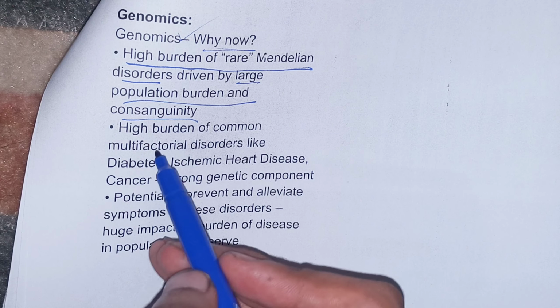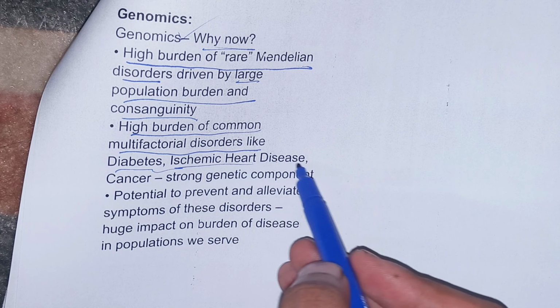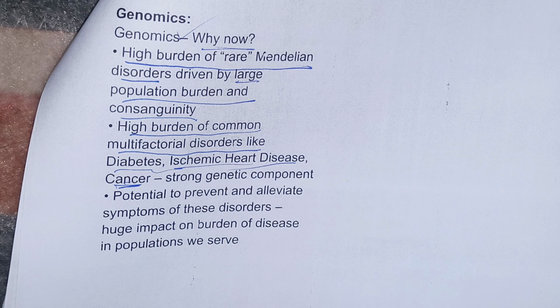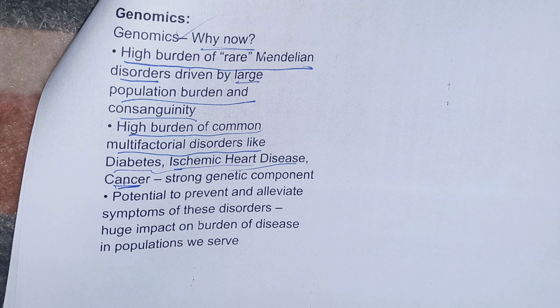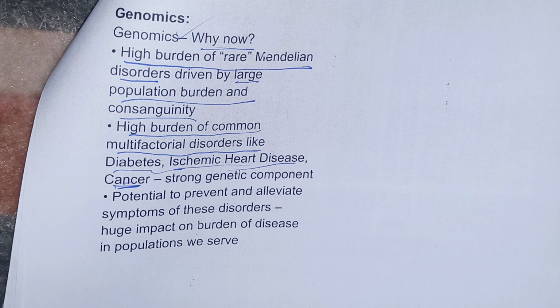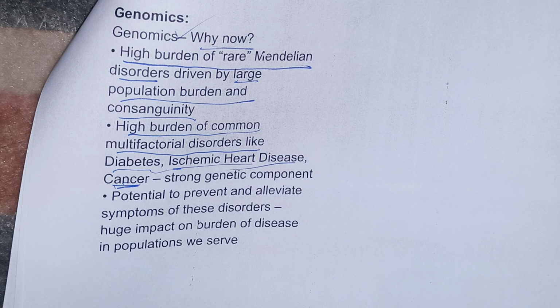Okay. Besides that, there is also the high burden of common multifactorial disorders like diabetes, ischemic heart disease, and many cancers. They all are multifactorial disorders and they are related to certain genes. So if you do not study those genes, how are you going to treat these conditions? So this is why, beta, genomics is very much necessary.